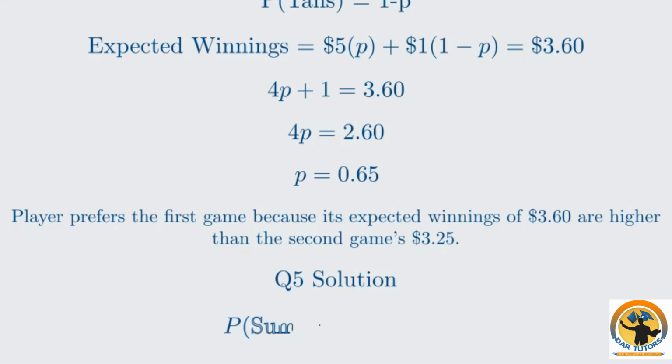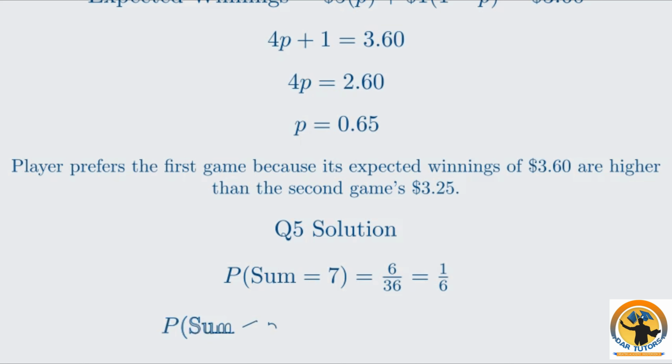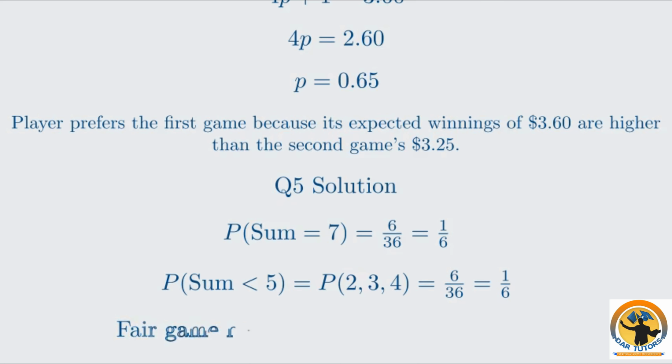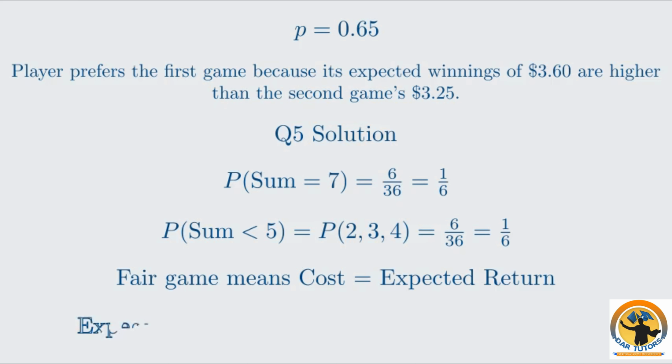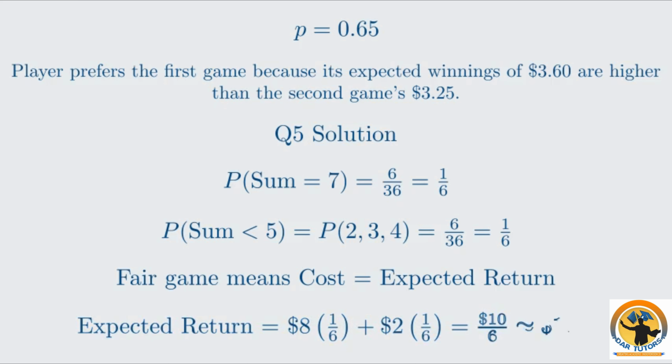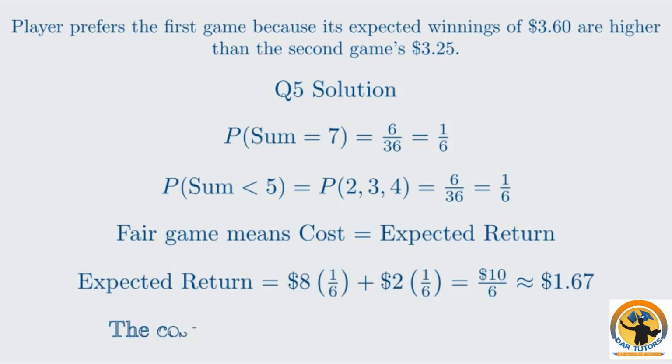Finally, for question 5, we need the probabilities of rolling specific sums with 2 dice. The probability of rolling a sum of 7 is 6 over 36. The probability of rolling a sum less than 5 is the probability of a 2, 3, or 4, which is 6 over 36. For a fair game, the cost A must equal the expected return. The expected return is 8 times 1/6 plus 2 times 1/6, which is $1.67. Therefore, the cost A should be $1.67 for the game to be fair.